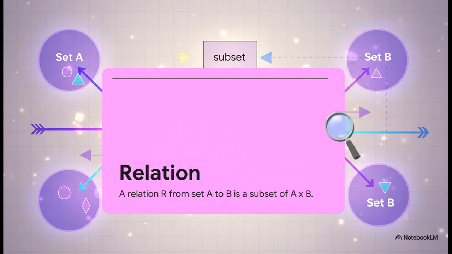If you have one group of things, let's just call it set A, and a totally different group of things, set B, a relation is simply a specific collection of pairs where one item comes from A and the other comes from B. It's just a subset of all the possible pairings, which we write out as A cross B.